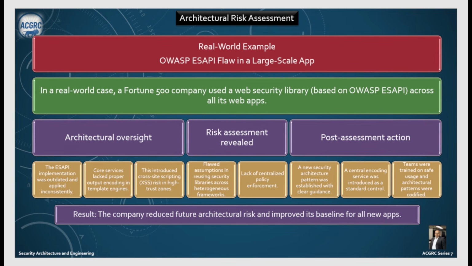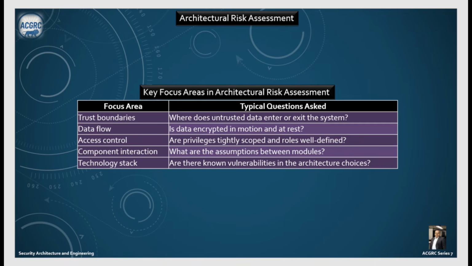Post assessment, a new security architecture pattern was established with clear guidelines. A central encoding service was introduced as a standard control. Teams were trained on safe usage and architectural patterns were codified. The result? The company reduced future architectural risk and improved its baseline for all new apps.